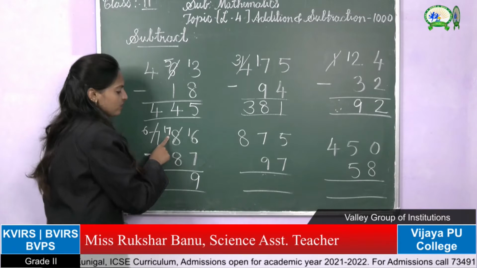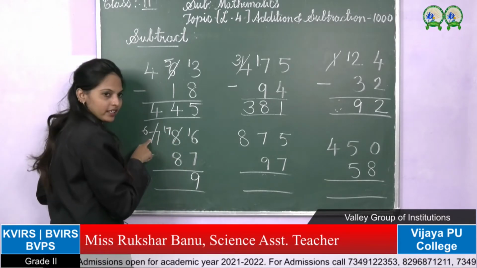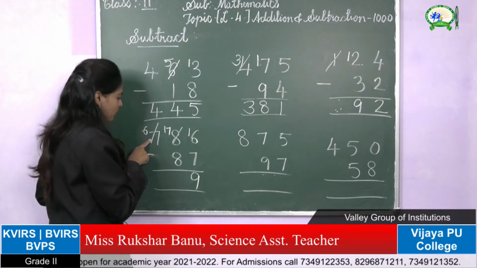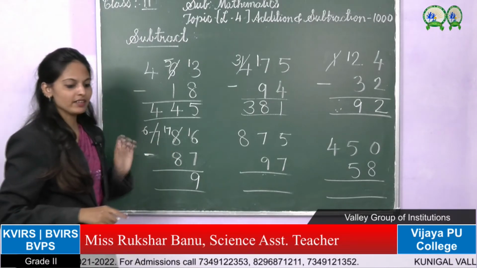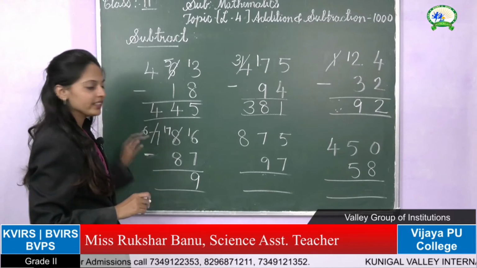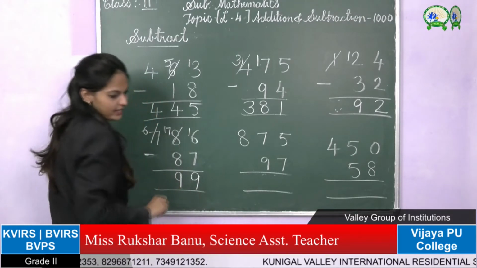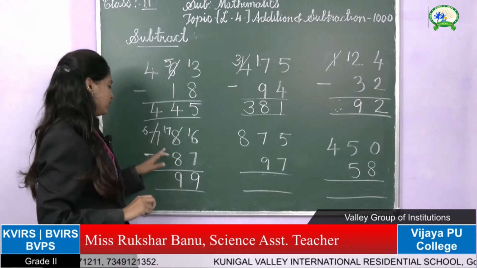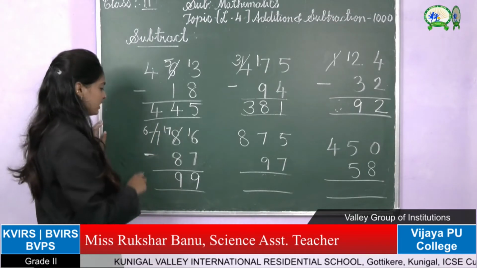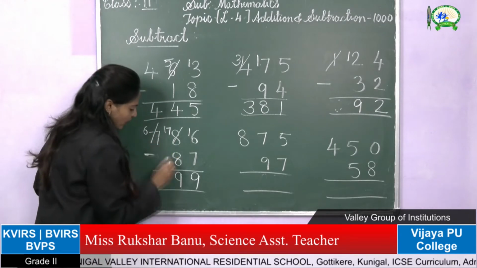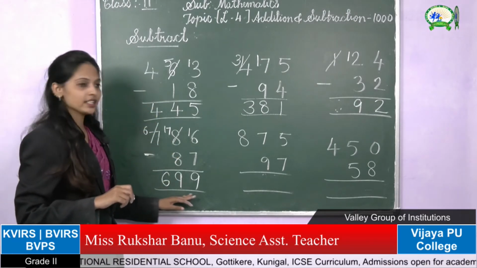From 7, 8 we can't cancel, so again we take one from the 100's place. So now we got 17. 17 minus 8 is equal to 9. And next here only 6 is there, because from 7 we already took 1. The single number is there, so we write 6 like this. So we got the answer 699.